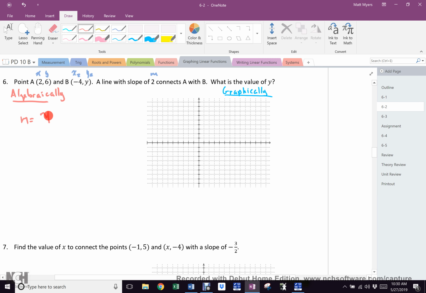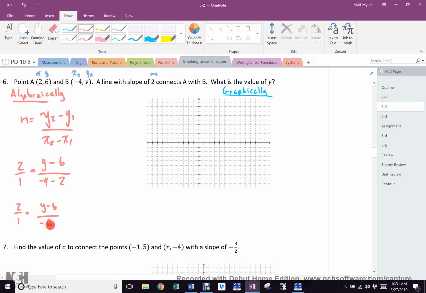M equals y2 minus y1 over x2 minus x1. Can I fill in a lot of that information? Sure I can. What goes in for m? 2. But 2 is really what? 2 over 1, because we need a rise and a run, don't we? What's y2 minus y1? y minus 6 over x2, negative 4, minus 2. Can I solve that? In my sleep. 2 over 1 equals y minus 6 over what?